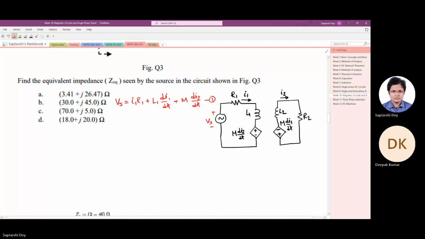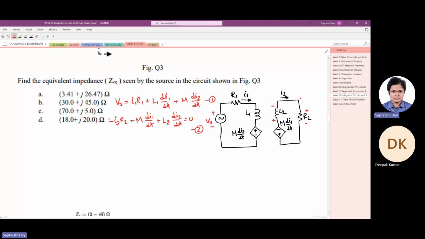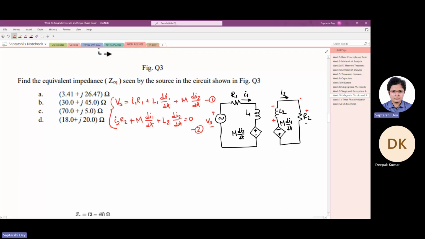And for circuit 2, we can write, so here is polarity so that I don't make a mistake. Say start from here, minus I2 R2 voltage drop, again a voltage drop, minus M di1 dt, again a voltage drop, plus to minus L2 di2 dt equals 0, equation 2. I will make all these negative signs plus. Okay, now I will convert this into frequency domain. This is basically Laplace transformation.